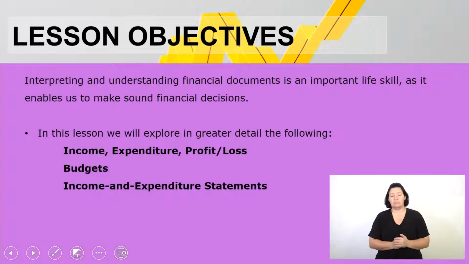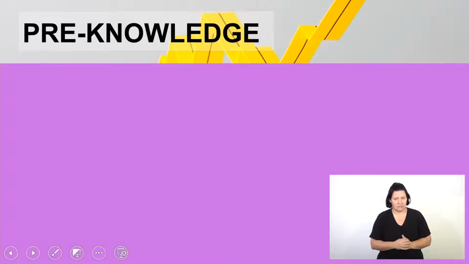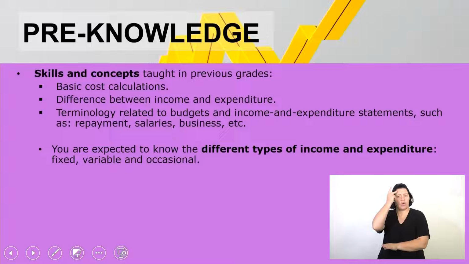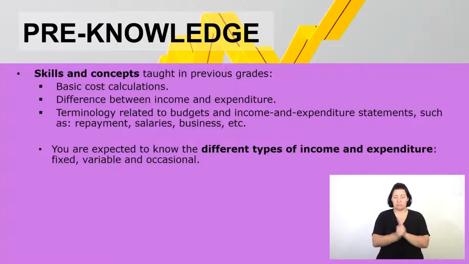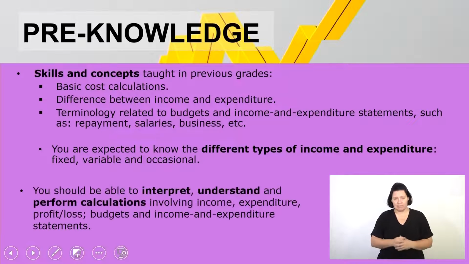Now let's see what else will be expected of you. What pre-knowledge should you have at this moment in time? The skills and concepts that were taught to you in previous grades: your basic cost calculation, the difference between your income and expenditure. You should also be familiar with terminology related to budgets as well as income and expenditure statements, such as repayment, salaries, business, etc. Also important is that you are expected to know the different types of income and expenditure. For example, fixed income, variable income, and occasional income. And we will look at that as we move on with the lesson.